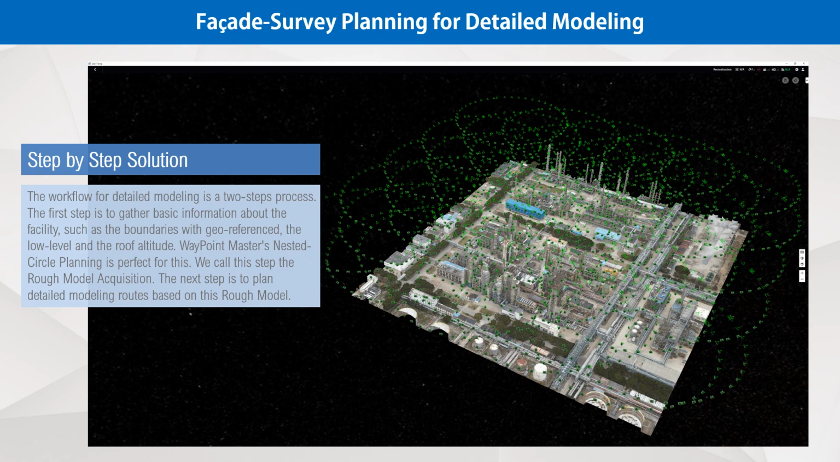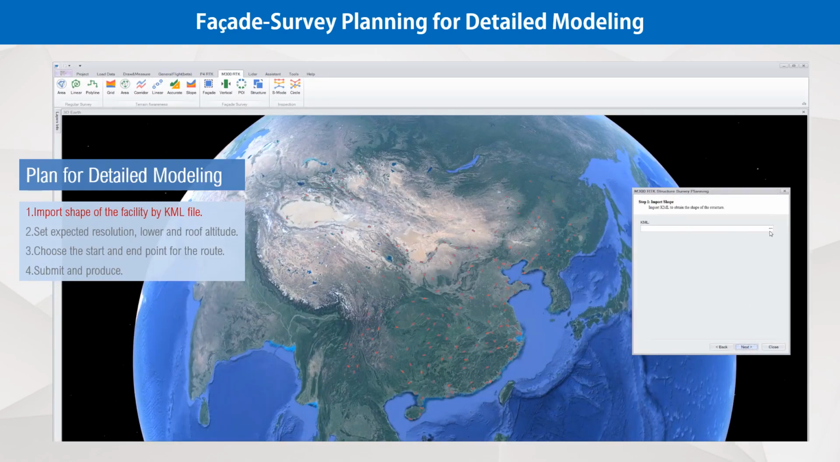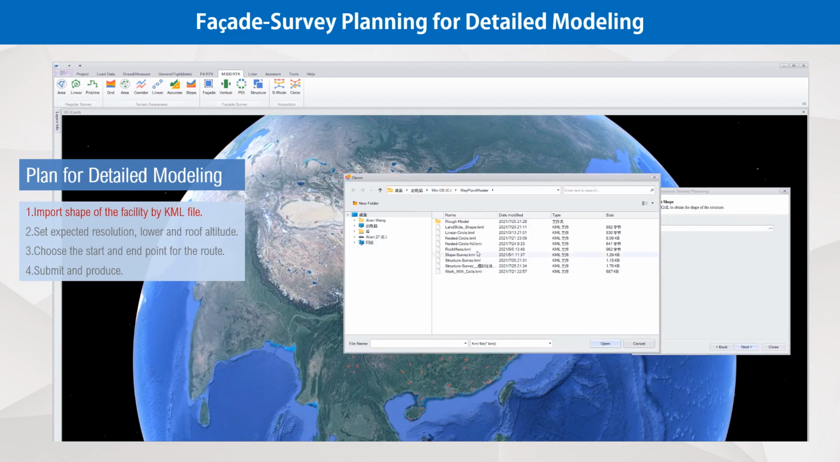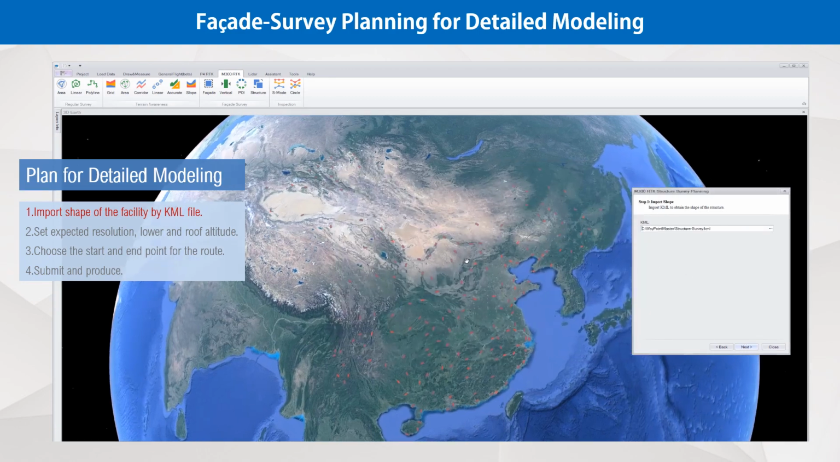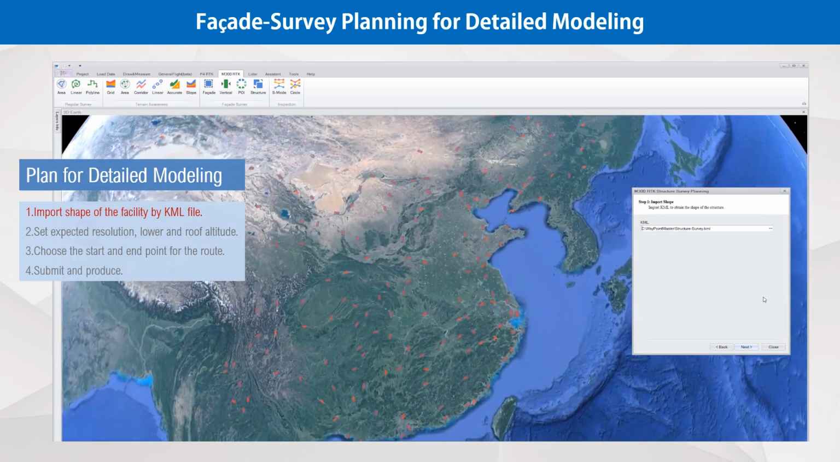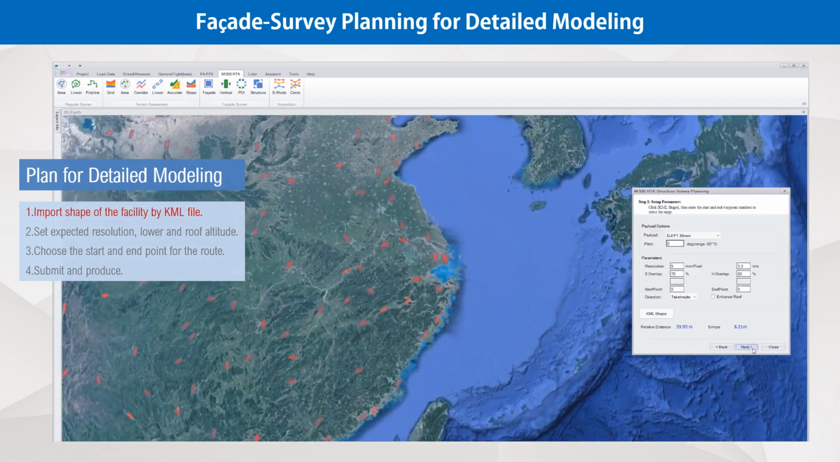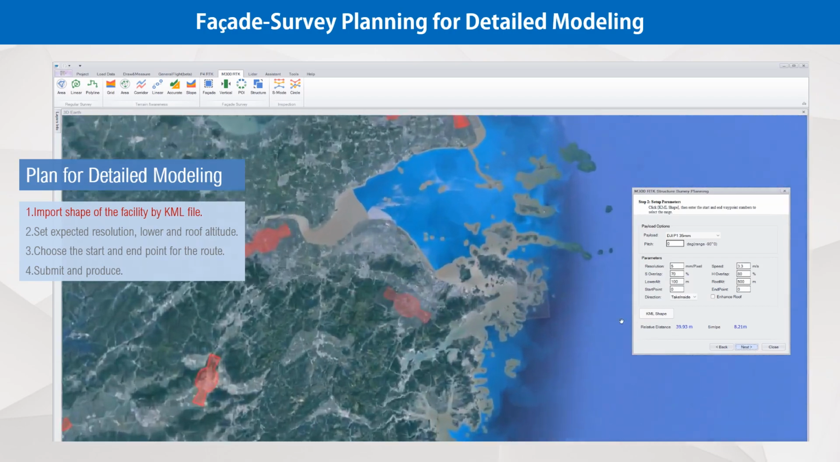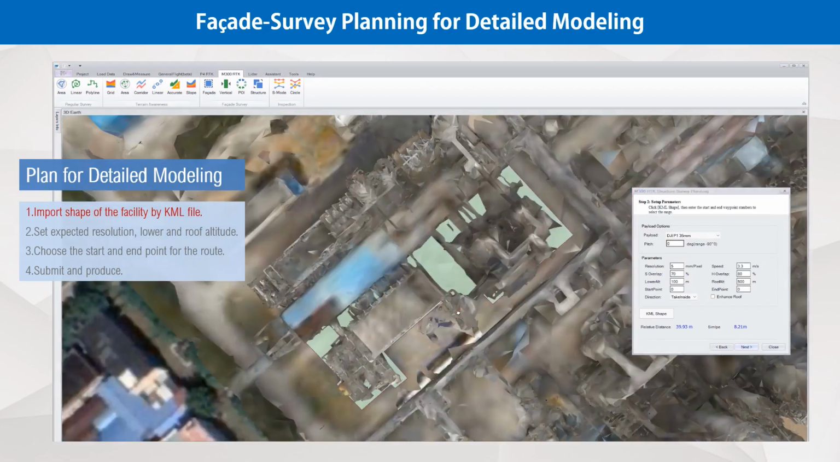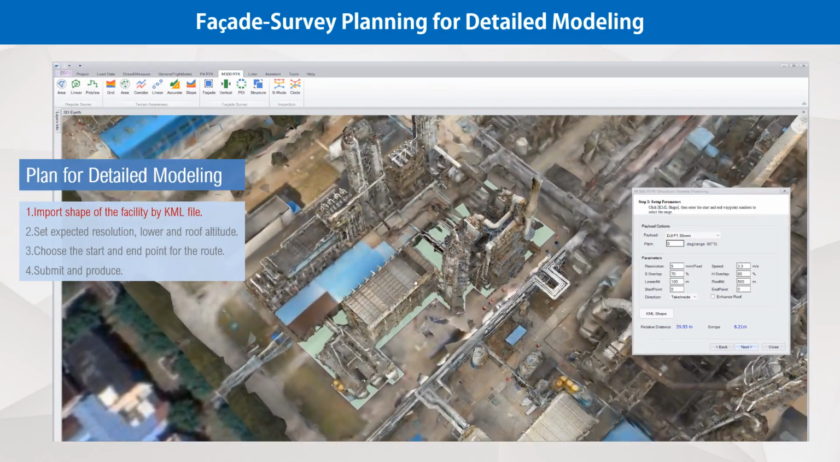After we finish the rough model, we can draw the boundaries of the facility on the dome. Save as a KML file for this step. Then we open WayPoint Master's Structure Survey Planning in the Facade Survey module. Click Next. Choose and import the KML file we generated earlier. Then click Next again. The 3D view will fly to the facility.